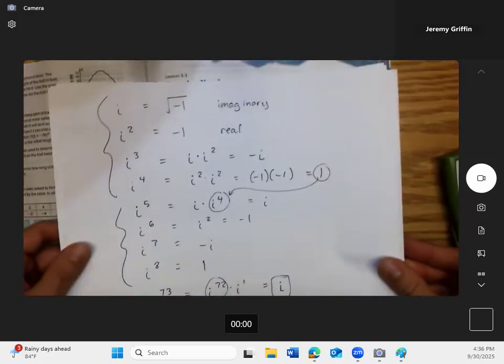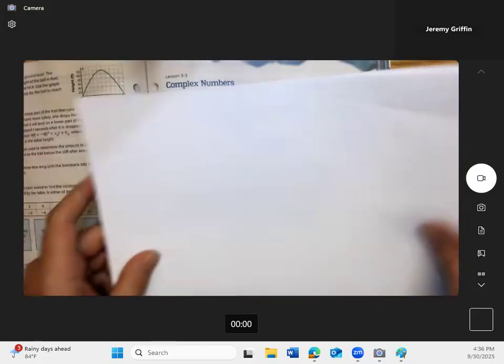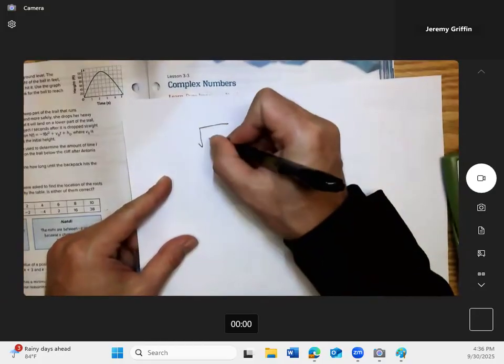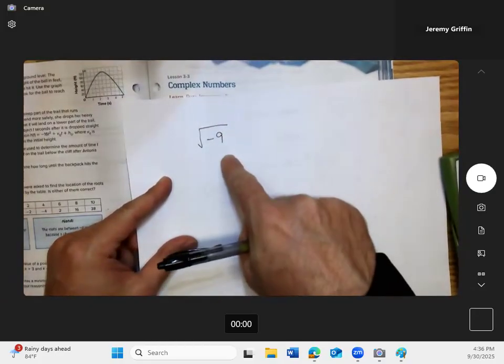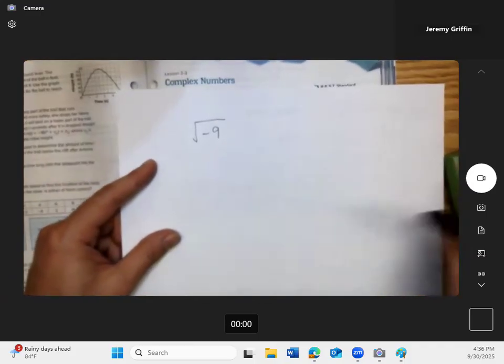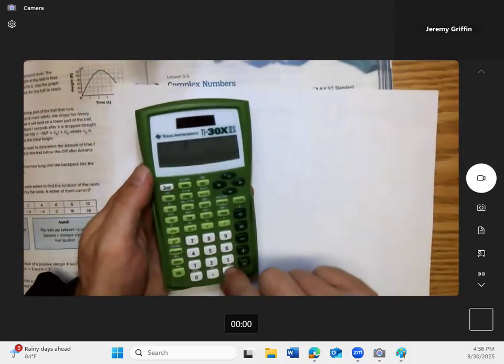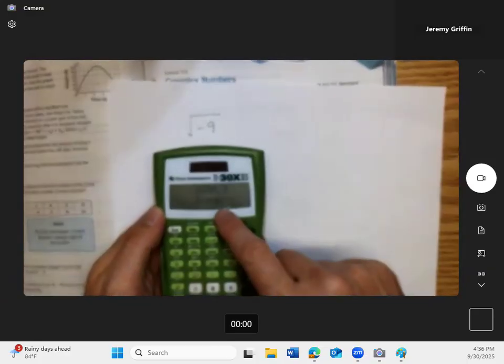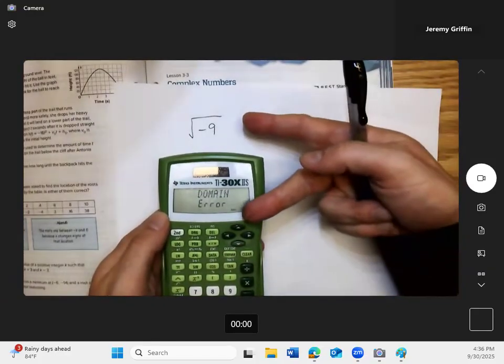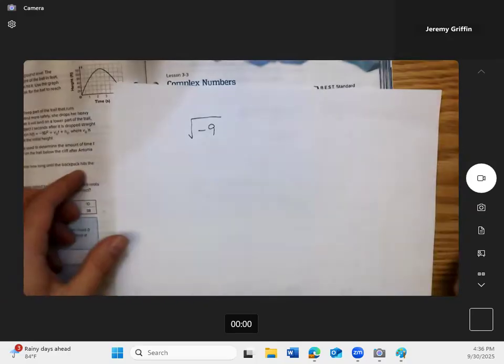All right, so how about this? What now is the square root of -9? I tried that on my calculator earlier, just a few minutes ago. And remember what the calculator said. It wasn't able to find that. It says domain error, for when I type that in, that's what I get. But we can sort of pick this apart.